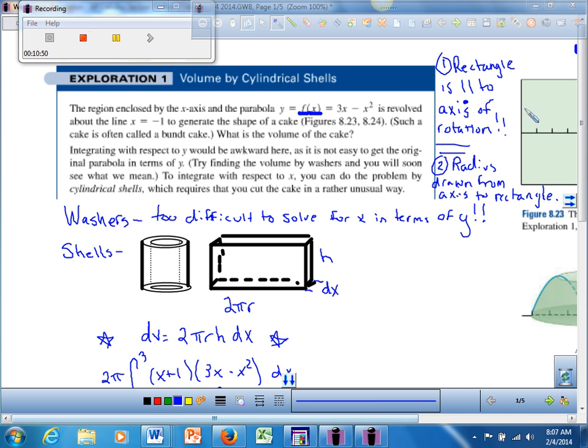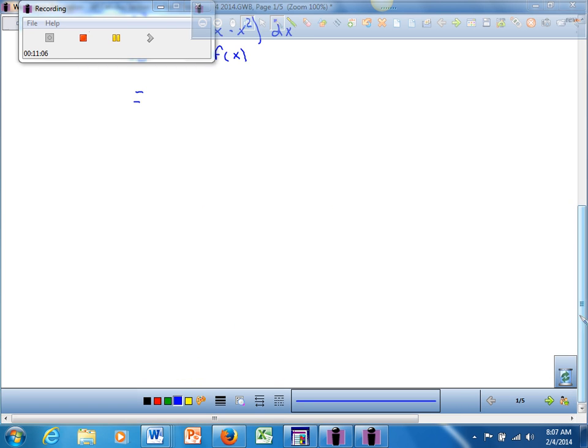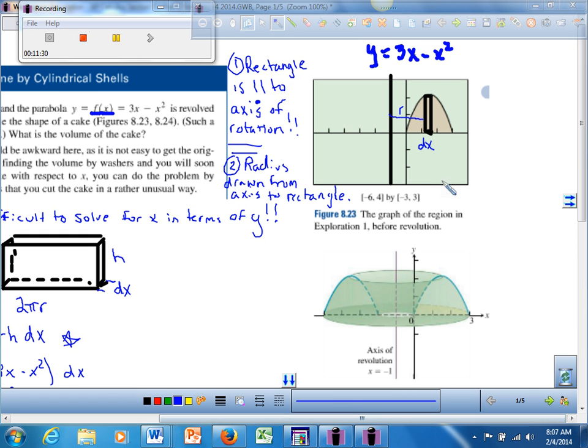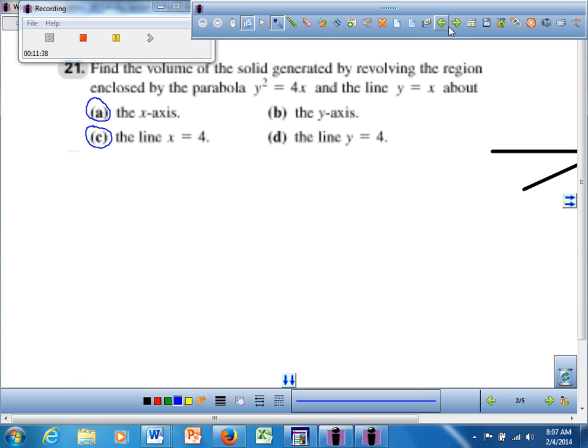Give me a solution, please. 22.55. Do we agree? Okay, good. All right. Any question on shells? Okay. I'm going to jump ahead to my surface area example so that we have an example of each before I run out of time again. So we'll come back to number 21 from your homework.